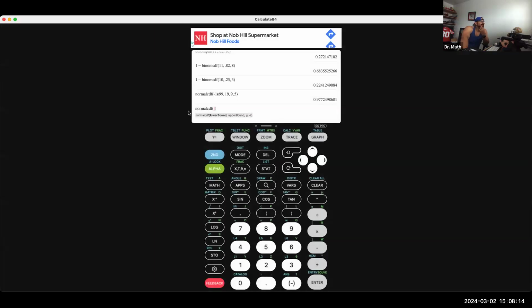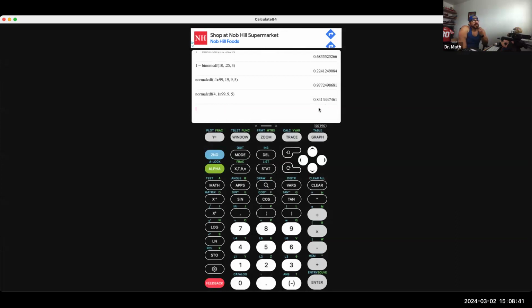All right, so we got normal CDF. Our lower bound we said is 4. Our upper bound is a 1, second E, 99. So remember, it's that EE. Make sure you use this comma one, or else you're going to get an error. I see it all the time. And then our mean we said is 9 with our standard deviation of, I believe we said, 5. So we punch that in.